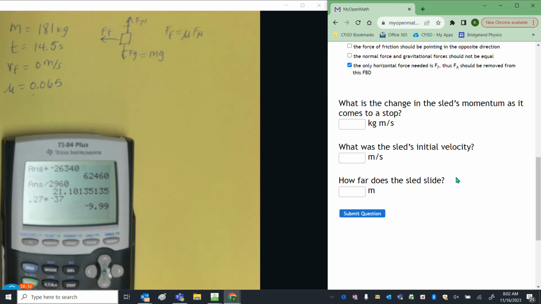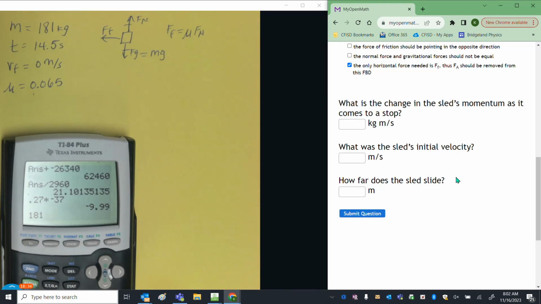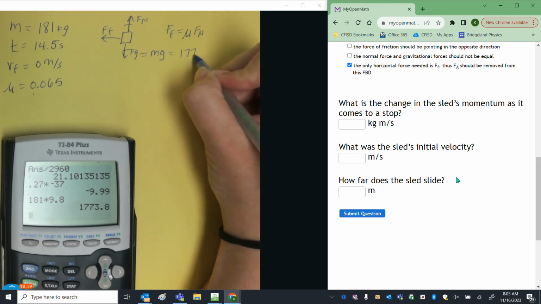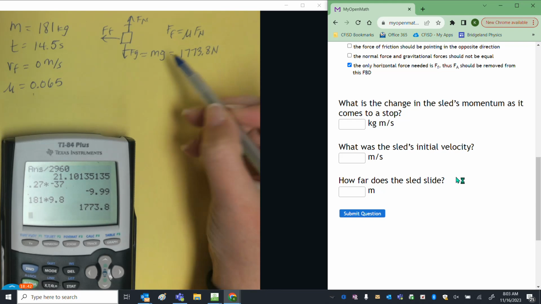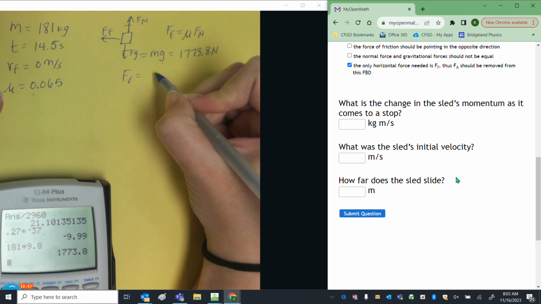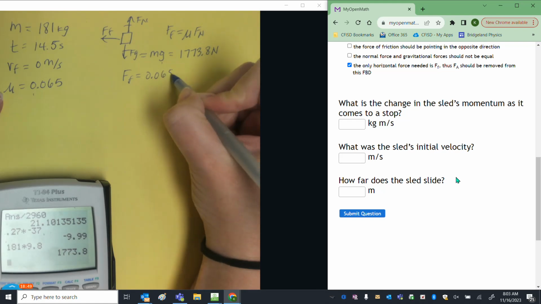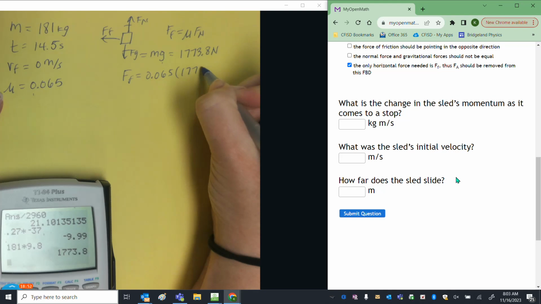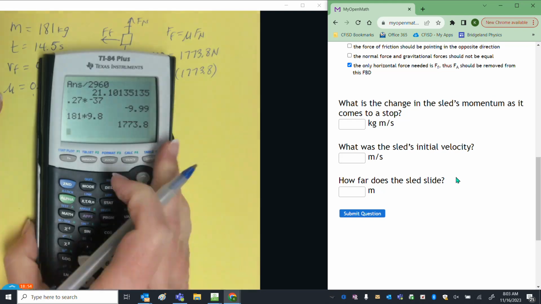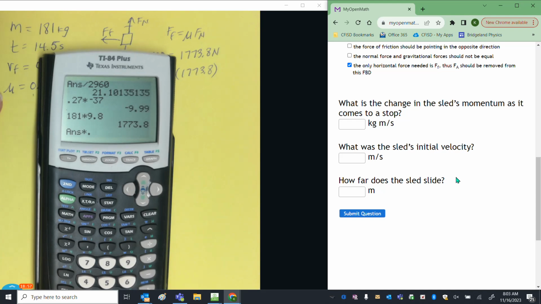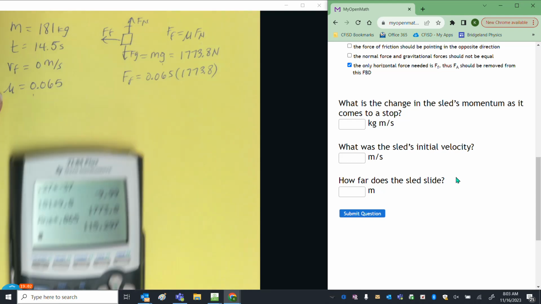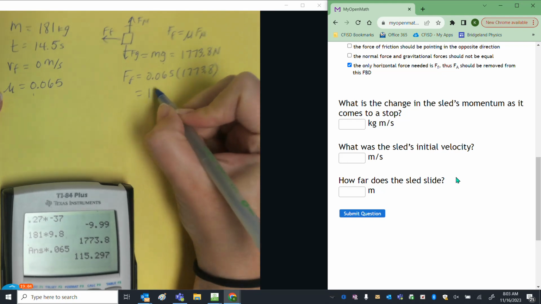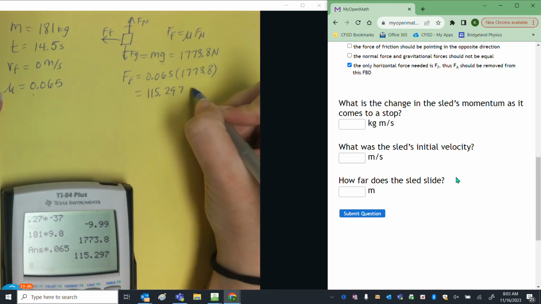It's my mass, which is 181 times 9.8. That's going to give me 1,773.8 newtons, and that's not just Fg, that is also Fn, which means force of friction equals 0.065 times 1,773.8. So I'm going to take that number, multiply it times 0.065, and that is my force of friction, 115.297. That is also my net force.